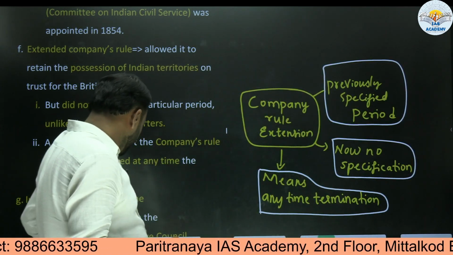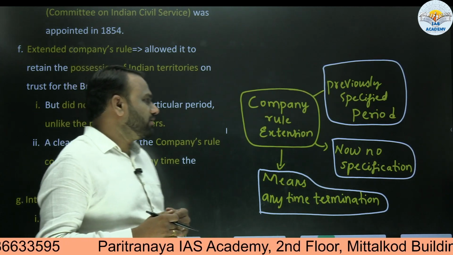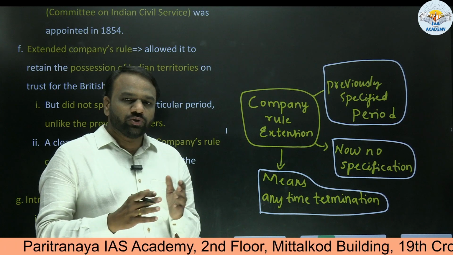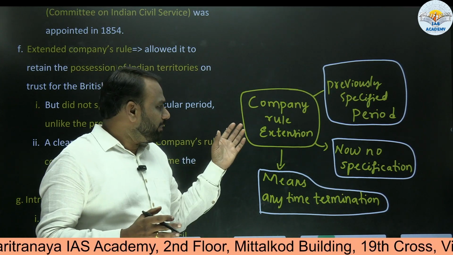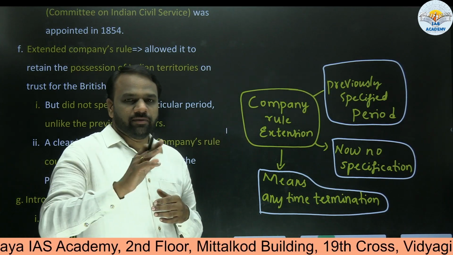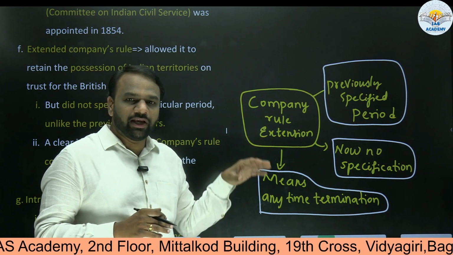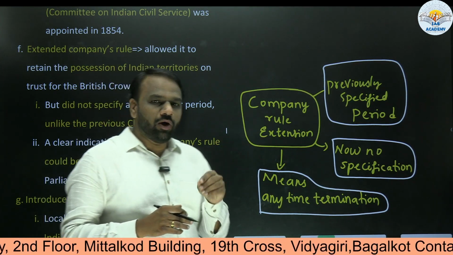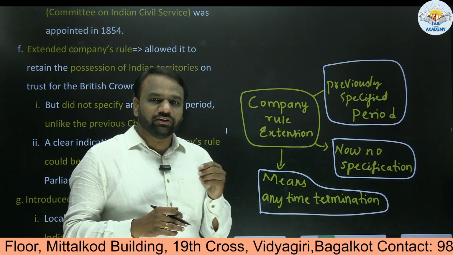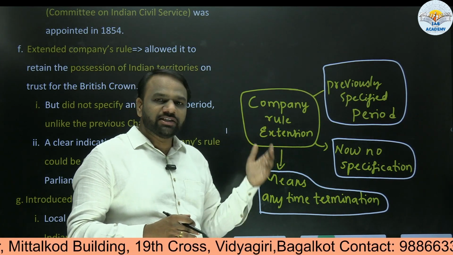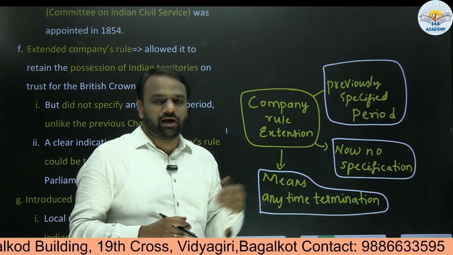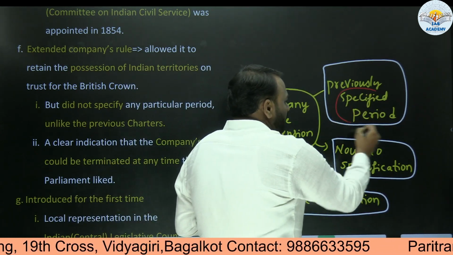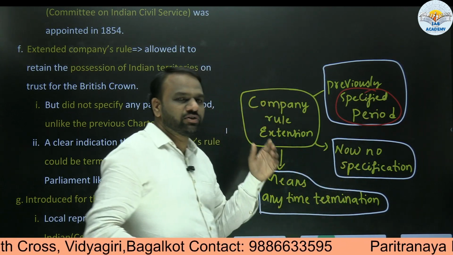Now, previously, we have come across various acts. For example, it may be Pitt's India Act or the Charter Act of 1833. So, through every act, the company's rule in India was extended. The company was ruling in India on behalf of the British government. So, whenever a new act was brought, they used to specify for how many years the East India Company should rule India, whether for another 5, 10, 15 or 20 years.